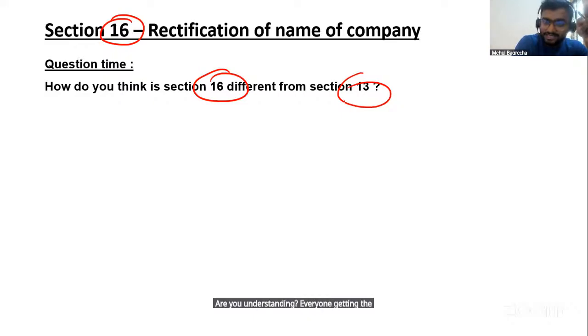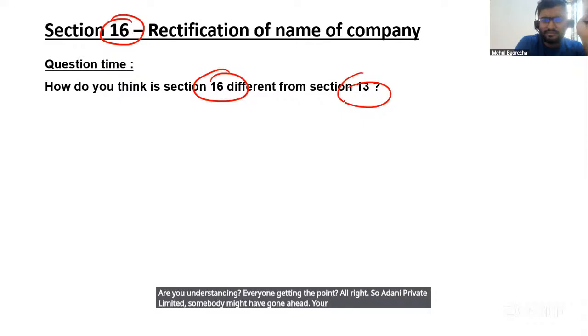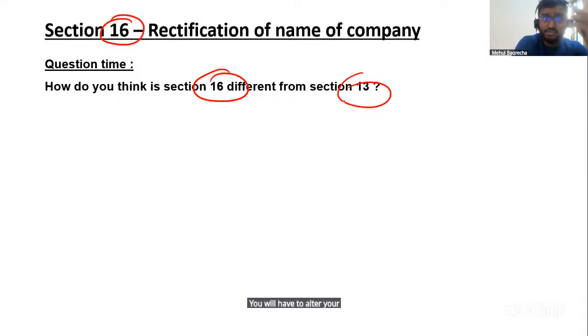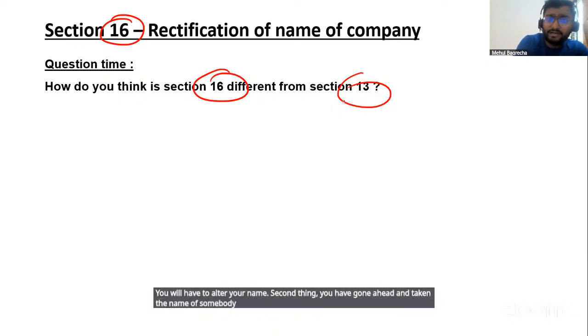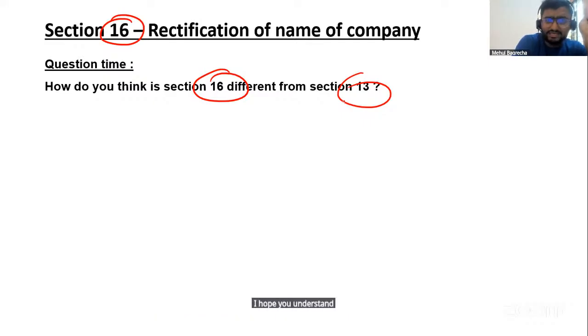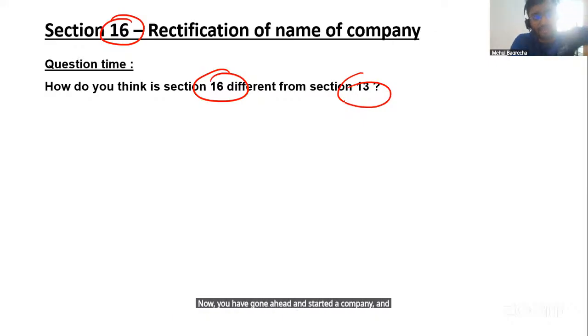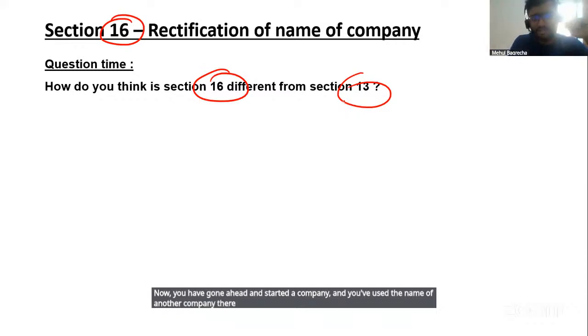All right. So Adani Private Limited, somebody might have gone ahead. Your name is identical to another company. They will not keep quiet. You will have to alter your name. Second thing, you have gone ahead and taken the name of somebody else's registered trademark. I hope you understand. Maggi is the registered trademark of Nestle. Now you have gone ahead and started a company and used the name of another company there. Do you think Nestle will keep quiet? No. They will make an application to central government asking them to please give an order to change their name.